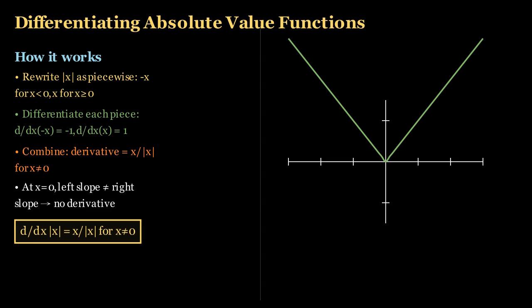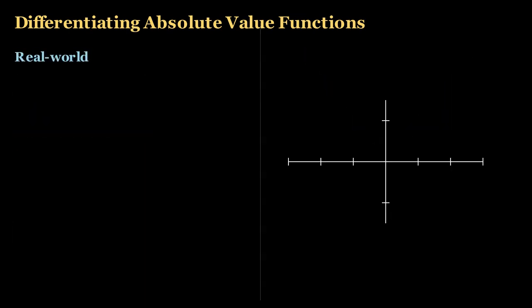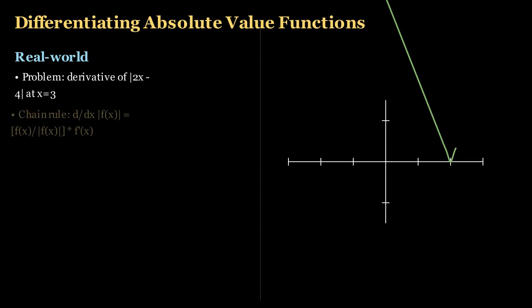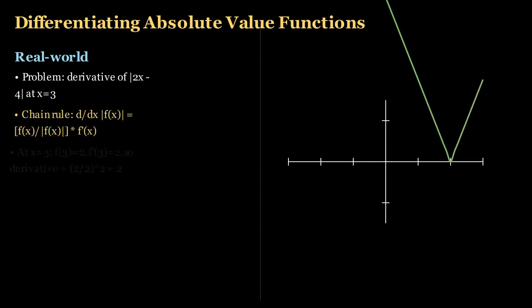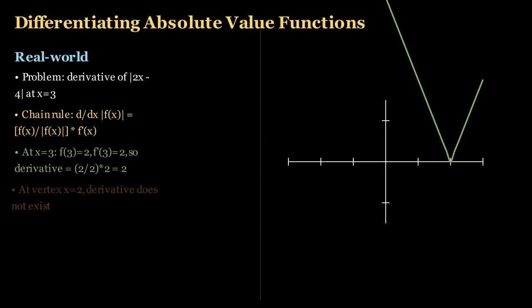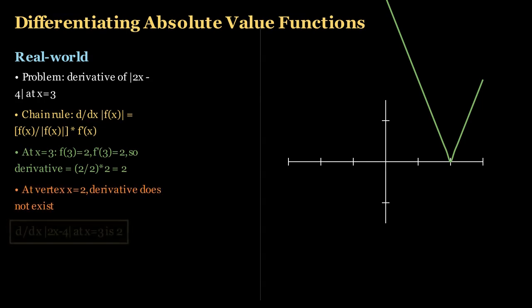Here, f of x is 2x minus 4. At x equals 3, f of 3 is 2 times 3 minus 4, which is 2. The absolute value of f of 3 is also 2. F prime of x is just 2. So the derivative is 2/2 times 2, which equals 2. Notice that the vertex of this V-shape is where f of x equals 0, at x equals 2. At that point, the derivative does not exist because the slope flips sign.